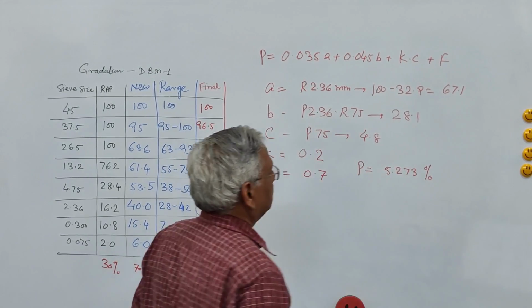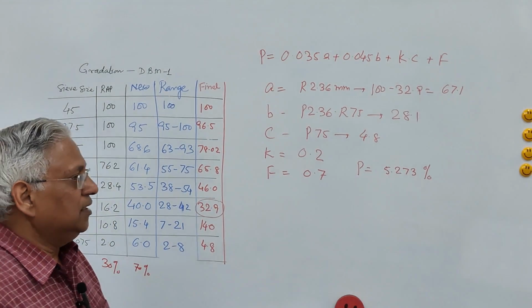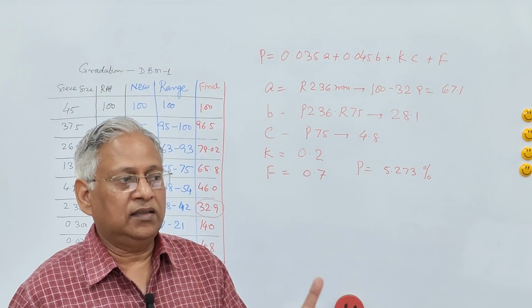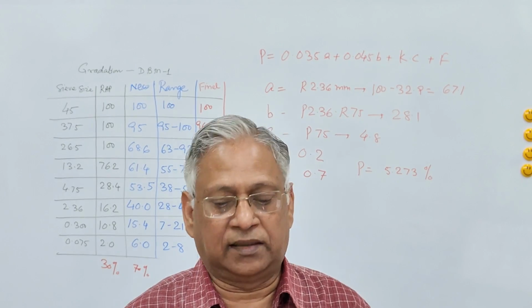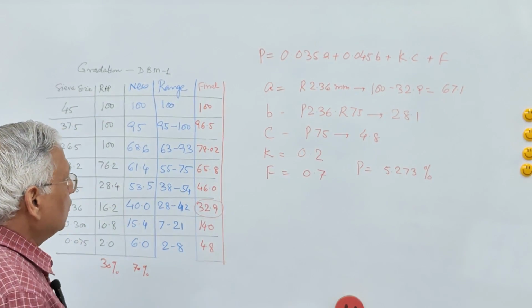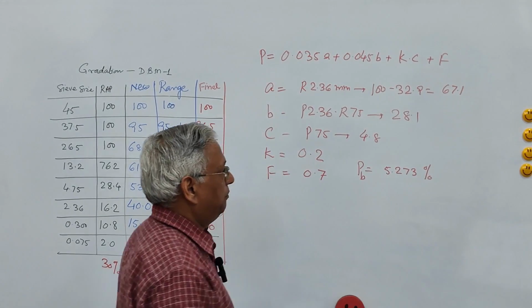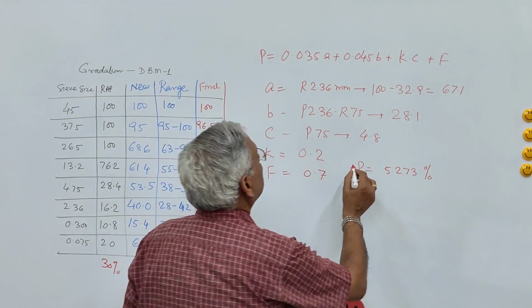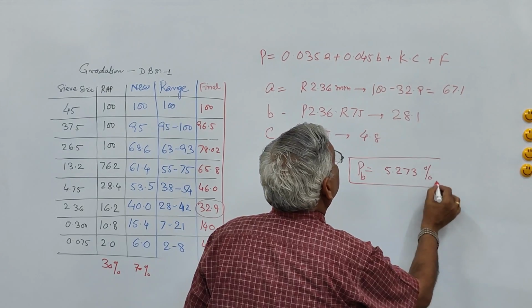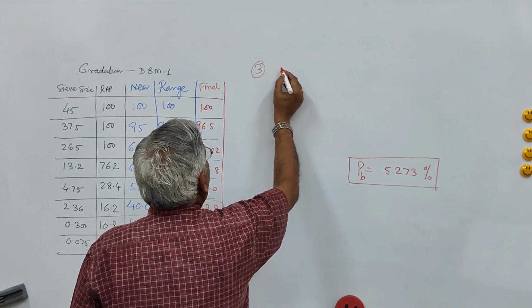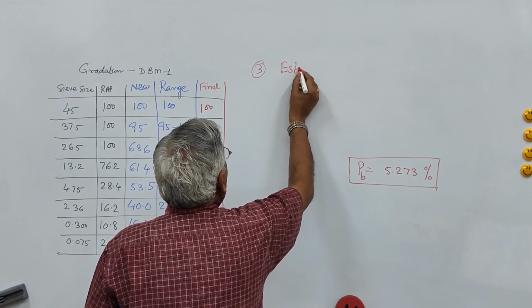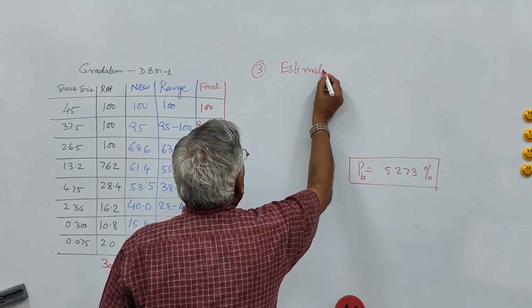So if you put all these values in this equation, then P will be equal to 5.273%. That is the approximate total asphalt demand in the recycled mix. This is what we call the PB. PB is 5.273%. Third step is to estimate percentage of new asphalt, new bitumen.